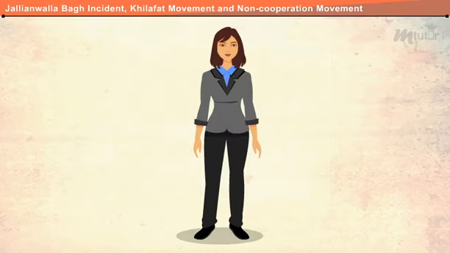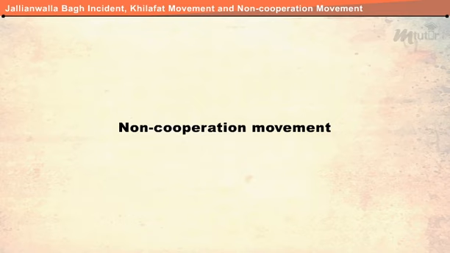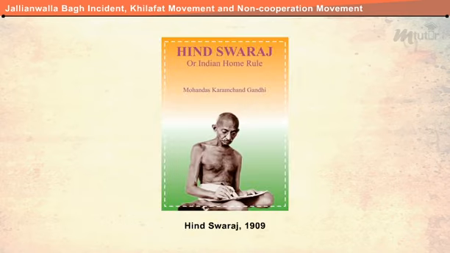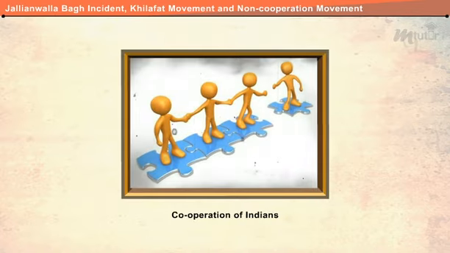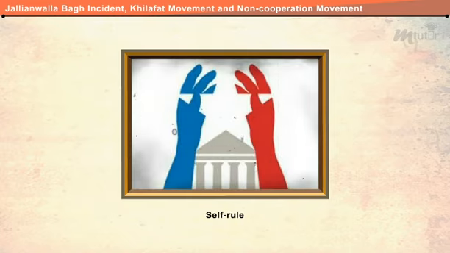Next, let us discuss the non-cooperation movement. Mahatma Gandhi, in his book Hind Swaraj, in 1909, mentioned the cooperation of Indians that made British rule in India. If Indians did not cooperate, the British rule would have fallen, and Swaraj would have emerged.